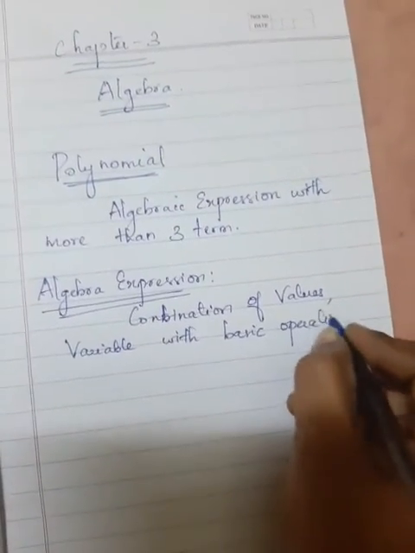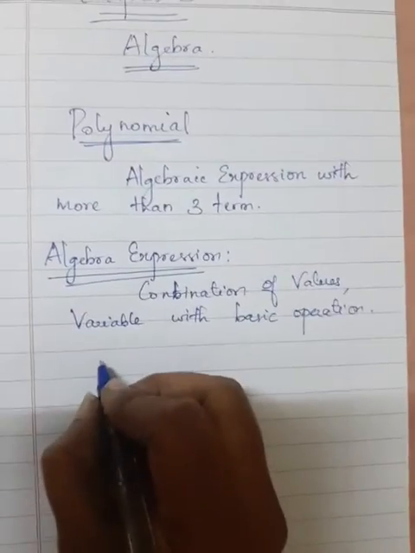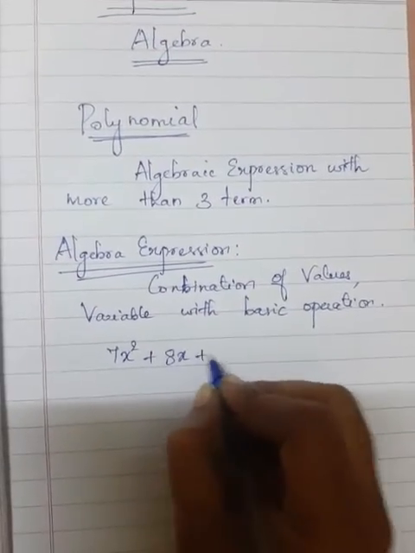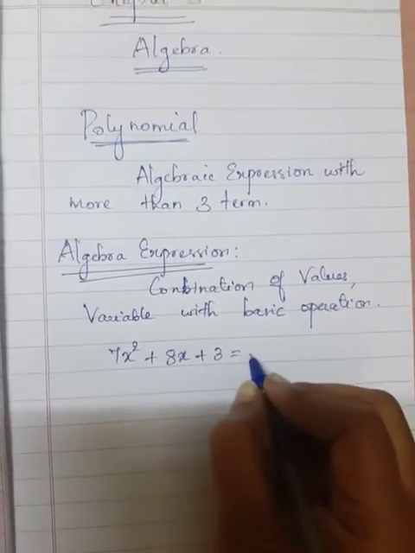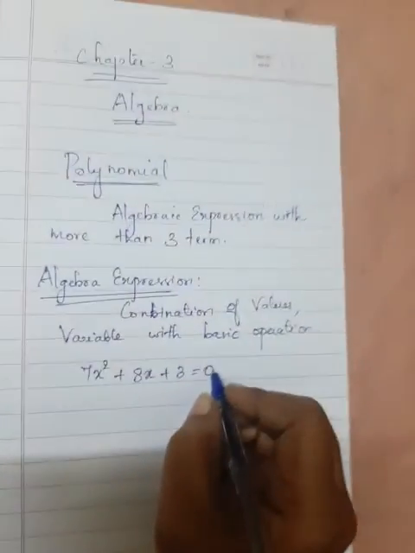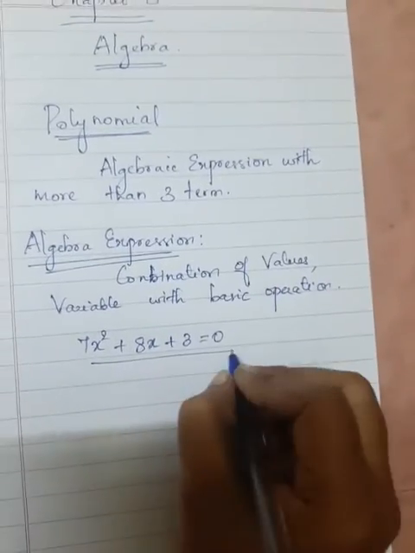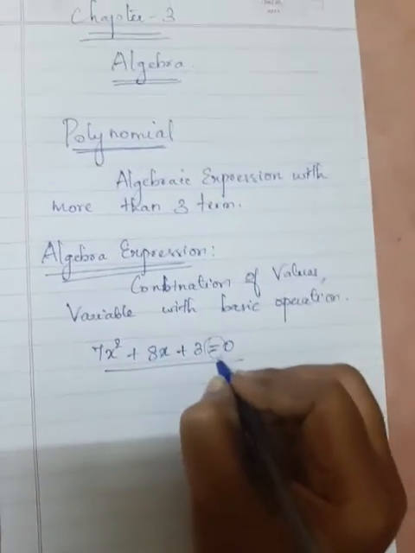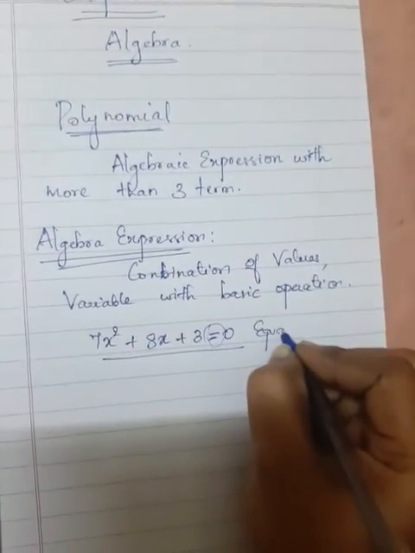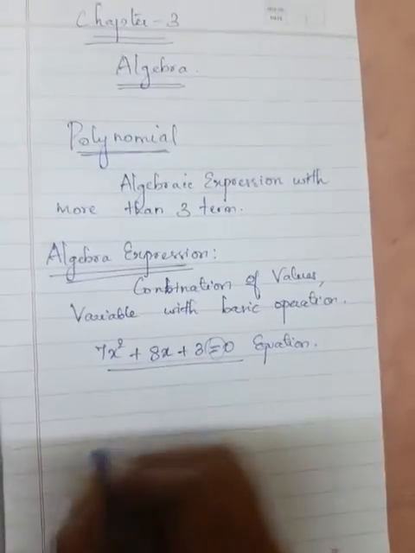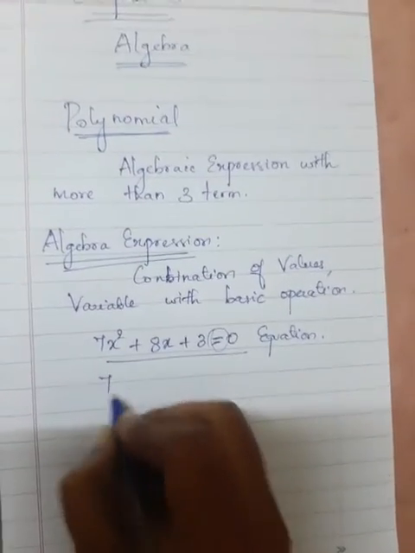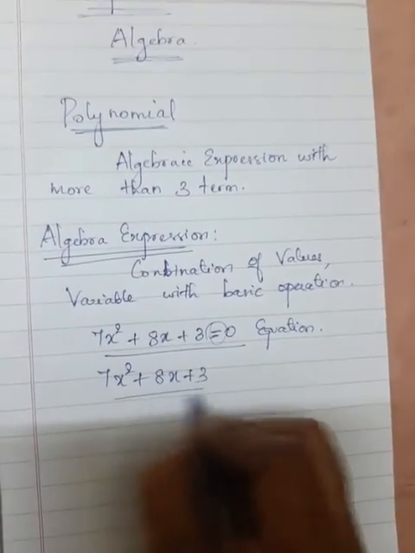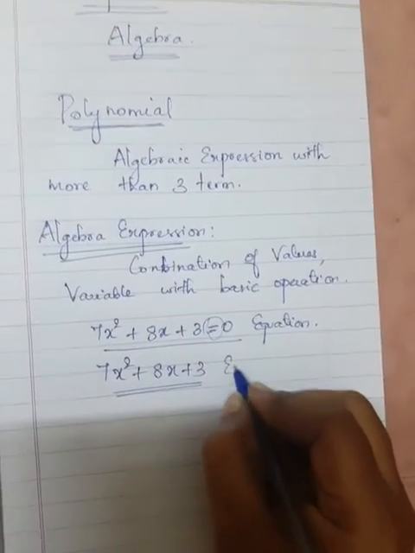Okay, so if I have, see here, if I have 7x square plus 8x plus 3 is equal to 0, okay, then we say this as algebraic equation. When I have equal to sign in this, I will say this as equation. Okay, without the equal sign, we say this as simply 7x square plus 8x plus 3. This we say that as algebraic expression.